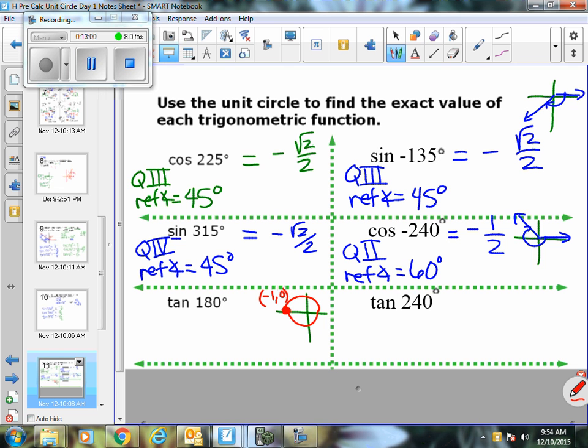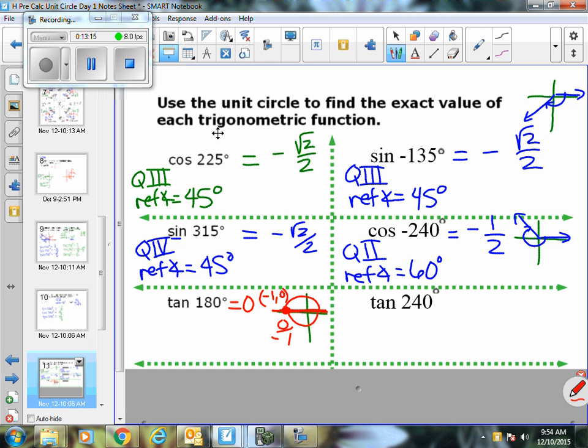Tangent is the ratio y over x. The other way to think of it is it's horizontal here. So tangent, remember, is slope. So slope of a horizontal, or doing y over x. Either way, we're going to figure out that our tangent value at 180 would be 0.